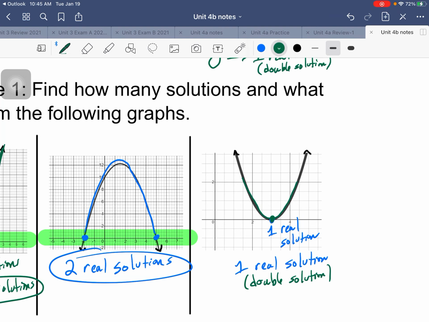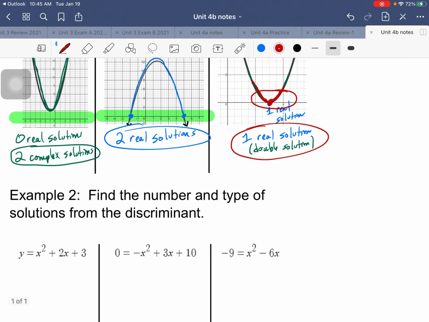Another way to look at it is, right around the x-axis, the general shape of the graph is a quadratic. Quadratic, think two solutions. So this is a double solution. So there are two solutions. So you say one real solution and it's actually a double. And that's it for graphs.